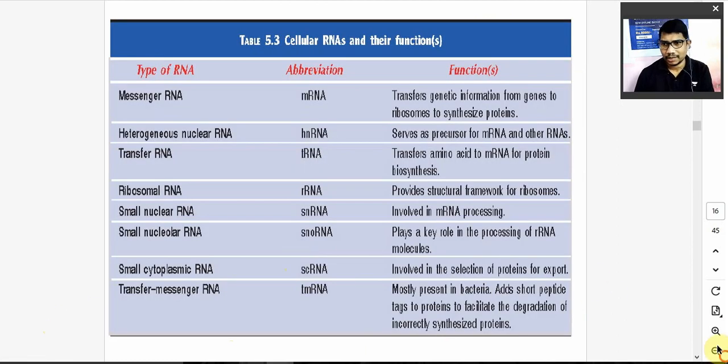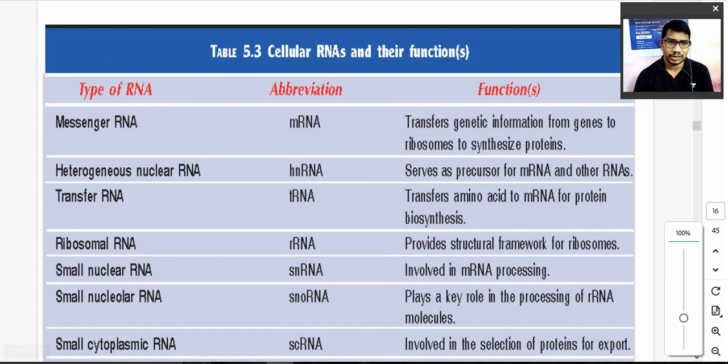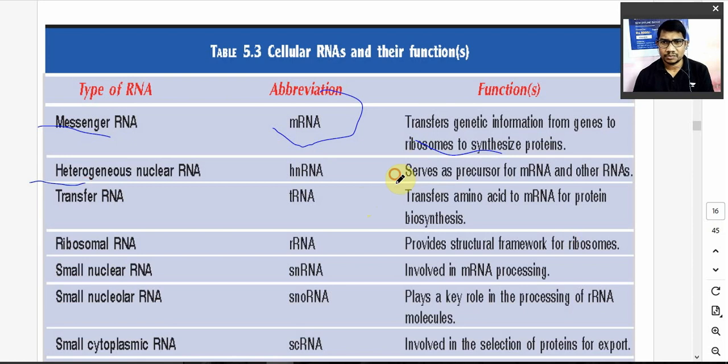Now you can see over here again same thing, रिवाइज करो, मैसेंजर RNA ट्रीटेड एज mRNA, मैसेंजर RNA को ऐसे लिखते हैं mRNA, राइट. सो काम क्या है इसका, what is the function, ट्रांसफर द जेनेटिक इंफॉर्मेशन फ्रॉम जीन्स टू द राइबोसोम टू सिंथेसाइज द प्रोटीन. नाउ heterogeneous nuclear RNA, hnRNA, सो इट इज अ प्रीकर्सर फॉर सिंथेसिस ऑफ mRNA एंड अदर RNA.